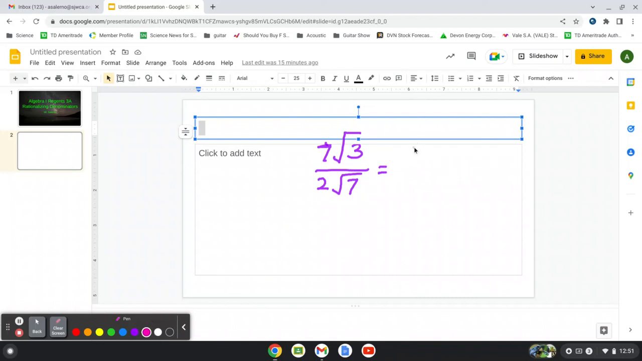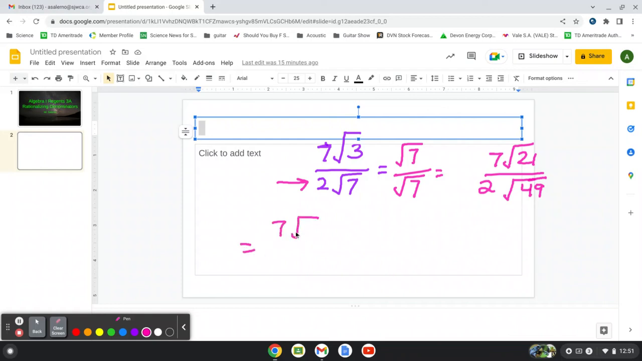So again, we do not use the coefficient. So we're going to multiply on top by square root of 7 and the bottom by square root of 7. And now we're going to get 7 square root of 21. And over here, what will we have? What do you think? So we have 2 square root of 49. 7, right? And we'll move it over here.